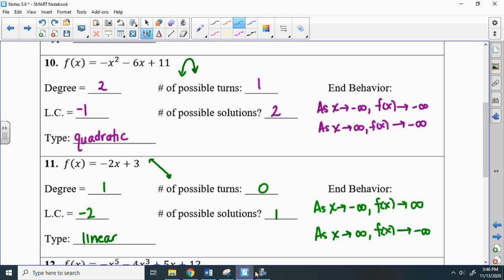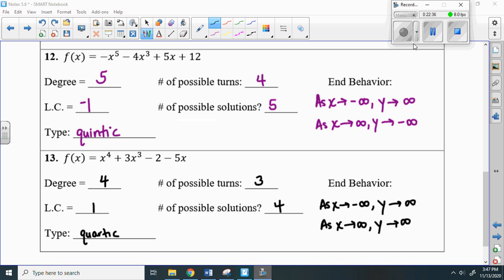All right. And I'm going to pause it again. Okay, so I went ahead and filled in the other two, and you should definitely take the time to check your work here. For number 12, we had an odd degree with a negative leading coefficient. And so your left should be going up and your right should be going down for your end behavior. And then number 13, we had an even degree with a positive coefficient. And so the left and the right should both be going up.